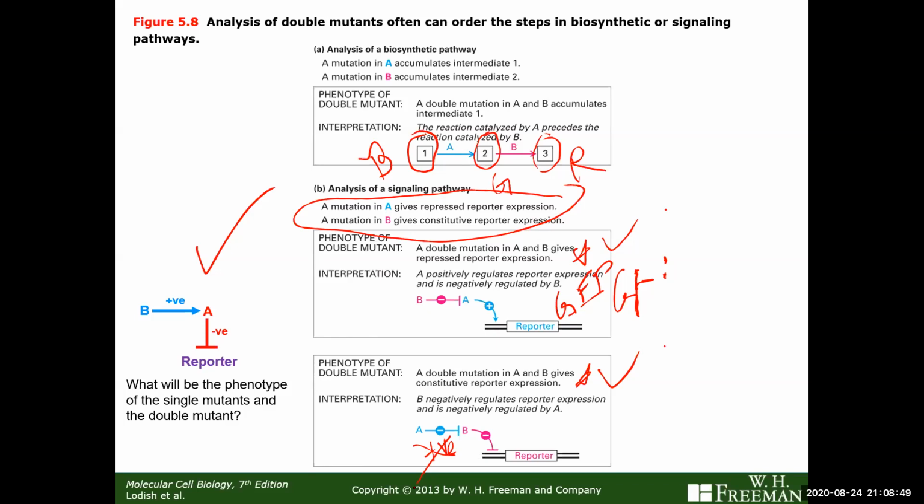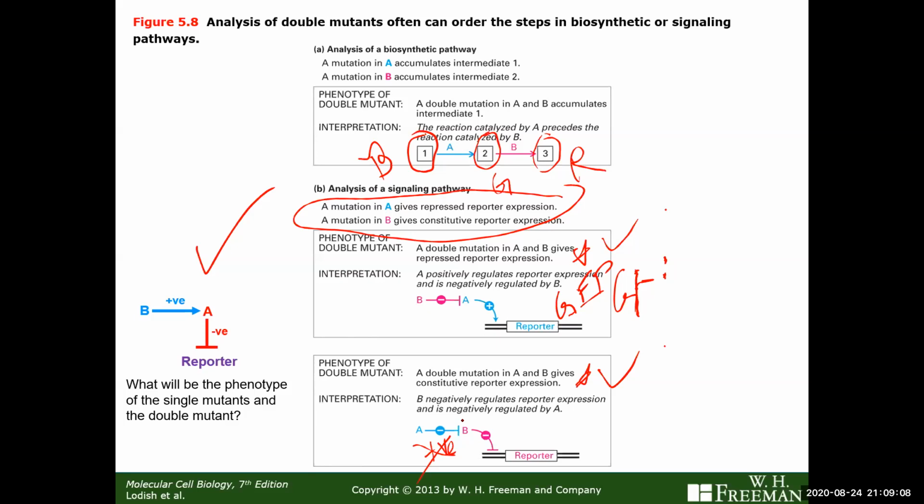We know that the data says that mutation in A gives repressed reporter expression. So therefore, A must be regulating B negatively. So why would mutation in A give repressed expression? Because A normally was not allowing B to come up, right?